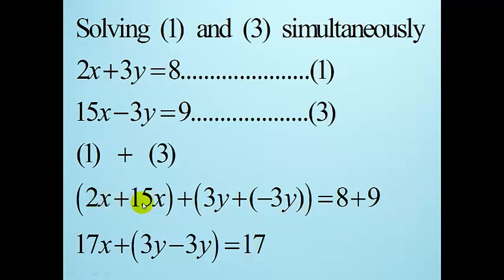Now 2x plus 15x is equal to 17x. And 3y plus minus 3y is equal to 3y minus 3y. And this is equal to 17. Now 3y minus 3y equals 0, and 0 plus 17x equals 17x. So we have 17x is equal to 17.